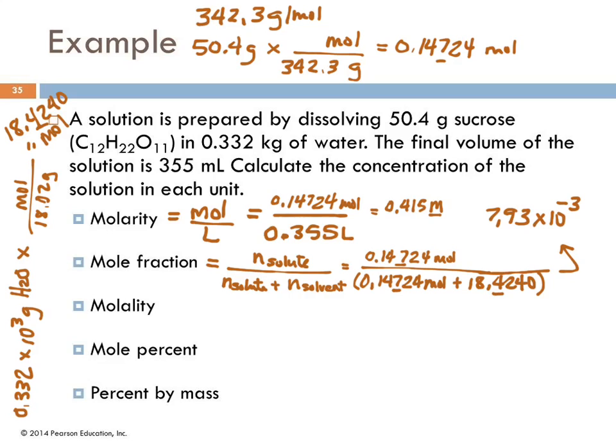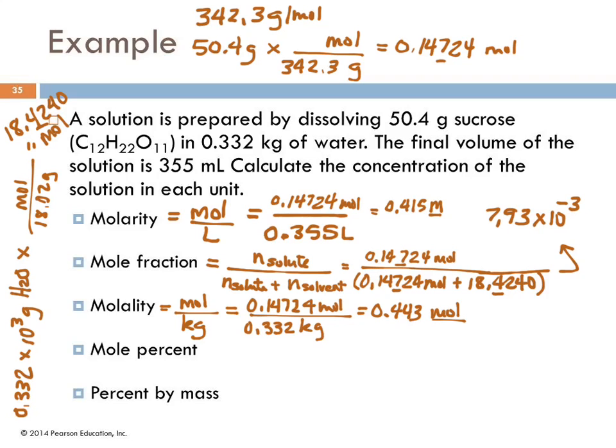Molality. What's molality? Moles of solute per kilogram of solvent. Oh, nice. We already have those numbers. 0.14724 moles, 0.332 kilograms. 0.14724 divided by 0.332. So this comes out to be 0.443 moles per kilogram, which is also sometimes written as 0.443 lowercase m.